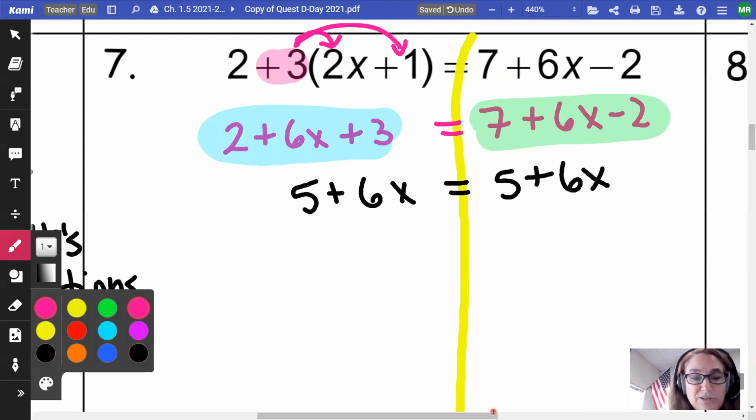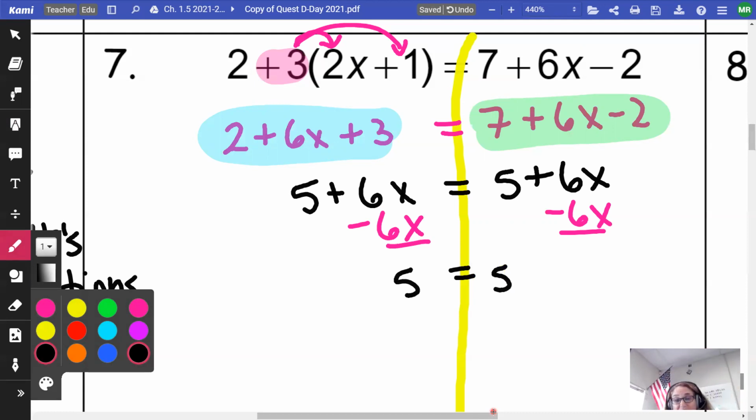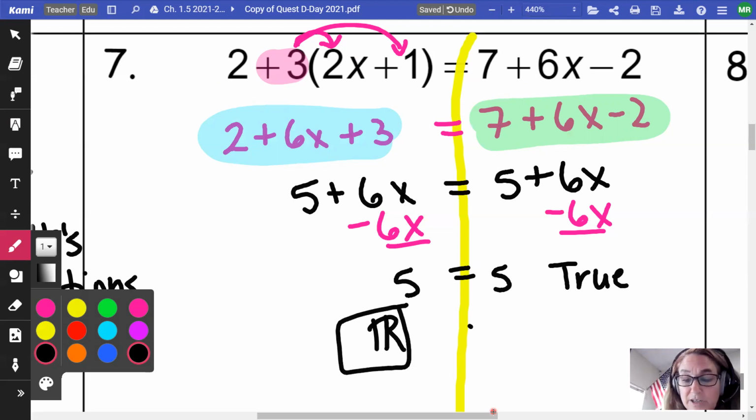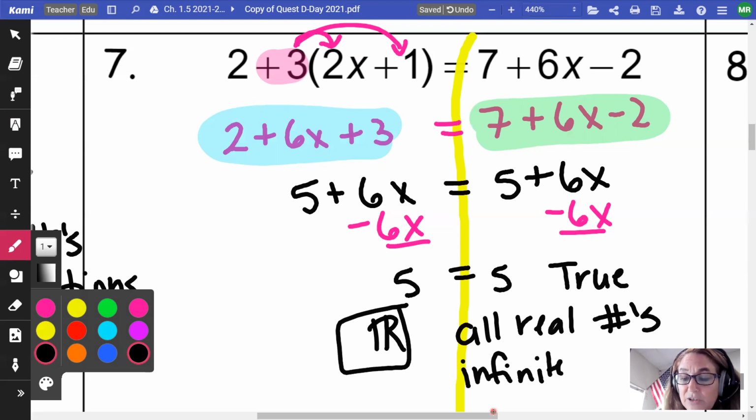And again, I have x's on both sides. I have 6x on both sides. So if I subtract 6x from both sides, it's going to cancel out, and I am left with 5 equal 5. You might notice that I have exactly the same thing at this point on both sides. So when I say I have a 5 plus 6x equals the same thing, a 5 plus 6x, this is going to be a situation where both sides are true no matter what. And so your answer is all real numbers, or again, all real numbers, or infinite solutions. I'm going to abbreviate solutions.